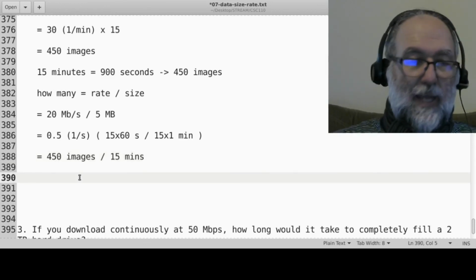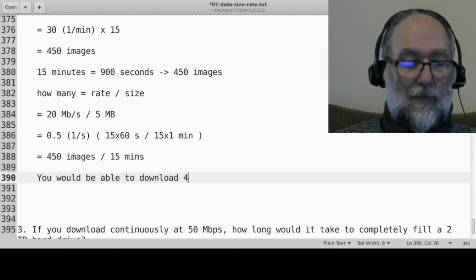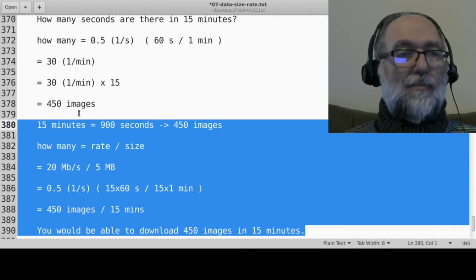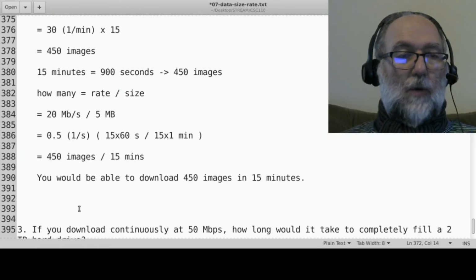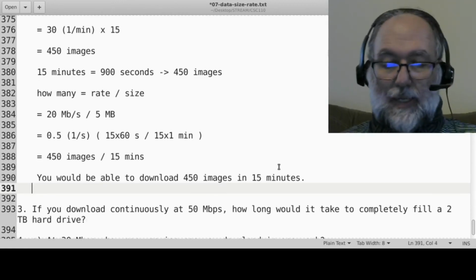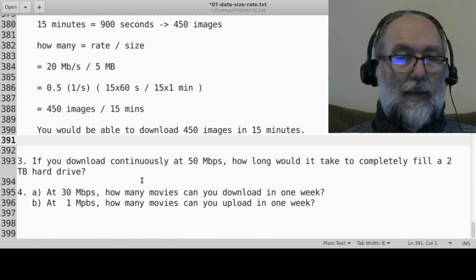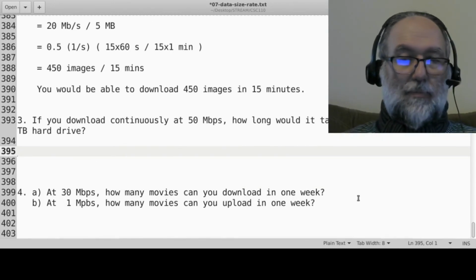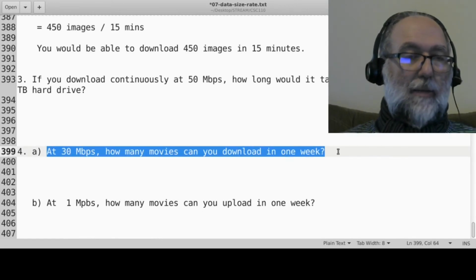And that answers the question. Let's write that in English. You would be able to download 450 images in 15 minutes. Okay, so I agree these are the hardest kinds of problems, these how-many-per-unit-time problems, but there it is. We'll do one more of those, and then that'll be enough for our rate problems. Actually, let's do number 4 next, because it's another one of these rate problems. So we'll come back to number 3 afterwards.